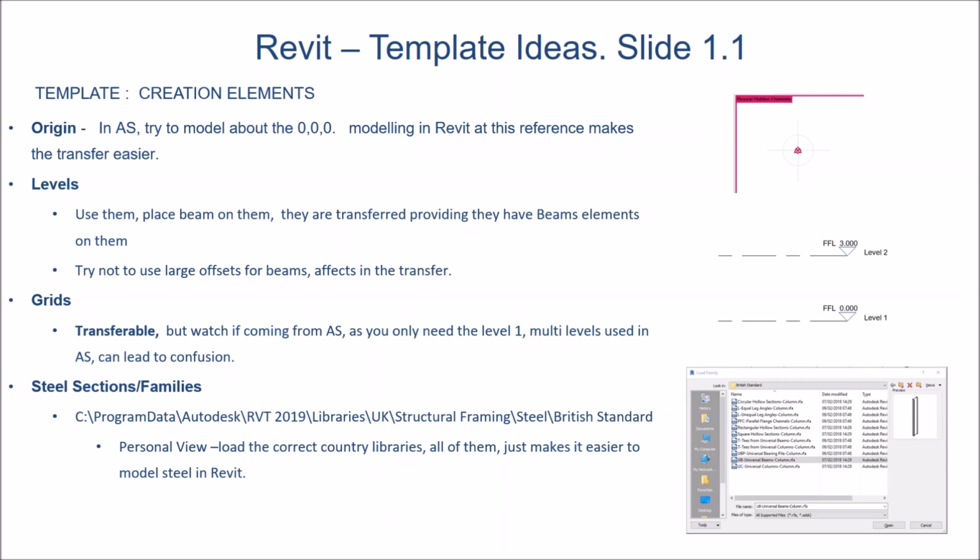And grids are transferable. They will come across from Revit into Advanced Steel. We do treat grids slightly differently in Advanced Steel, but you can transfer them across. I would only put them at one level. Obviously, you only need them at level one in Revit. It projects the grid up to the multiple levels inside the model. If you do it in Advanced Steel and have multiple grid levels, if you're sending it out from Advanced Steel to Revit, probably just transfer the grid at the bottom. Don't transfer all the different grids at all the different levels. It can lead to a bit of confusion.